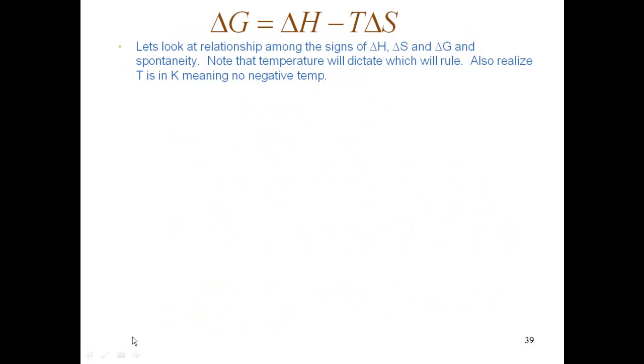Let's look at the relationship among the signs of delta H, delta S, and delta G and spontaneity. I want you to realize that temperature will dictate which one rules. We compare delta H and delta S, and basically the temperature is going to dictate which one's going to be bigger. Also realize that temperature is in Kelvin, therefore there are no negative temperatures.